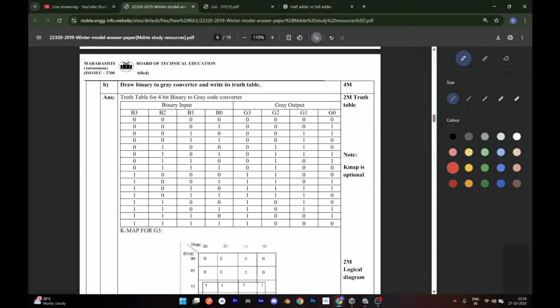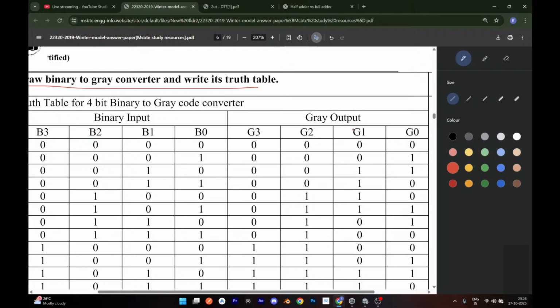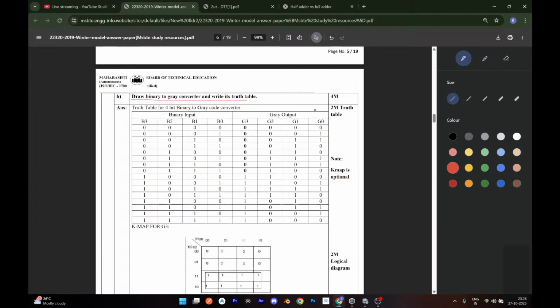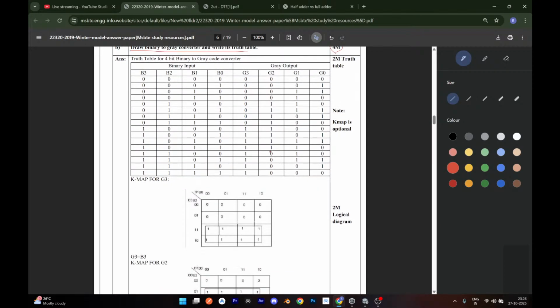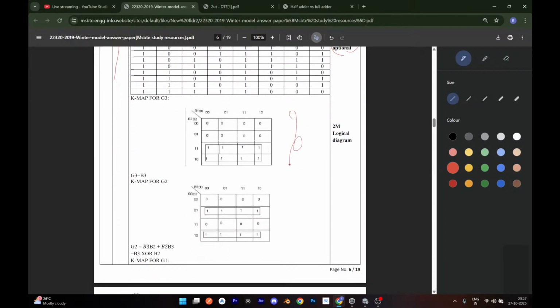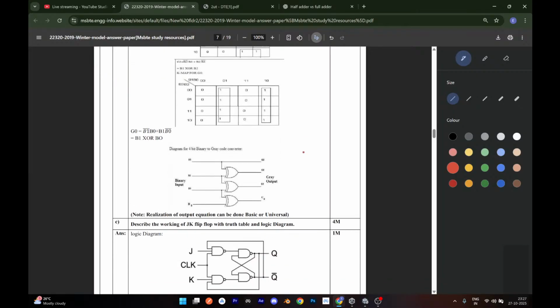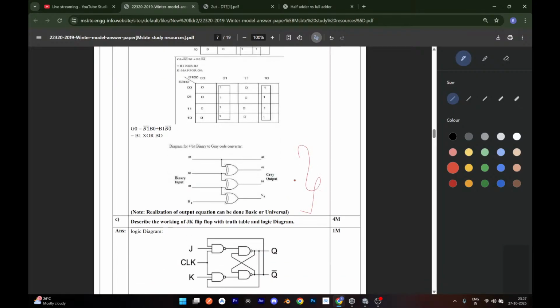Okay, this is our question: draw a binary to Gray converter and write its truth table. This is again for 4 marks. As we can see, the K map is optional. 2 marks are for the truth table, then the K map, and after the K map, there is the logic gate.